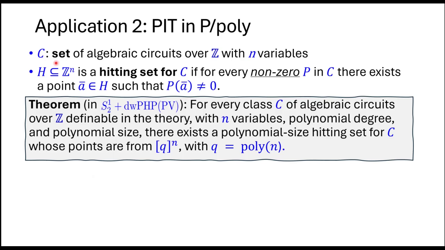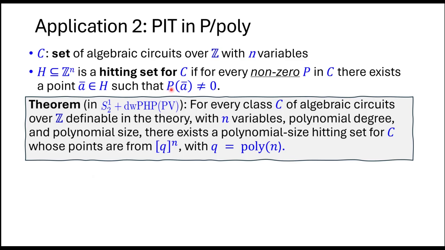variables, and H is a hitting set for C if, and this is the definition, for every non-zero polynomial p in C, there exists a point A in this set of points H that witnesses the fact that indeed p is non-zero. So it hits or catches every polynomial that is non-zero. So H is enough to check.